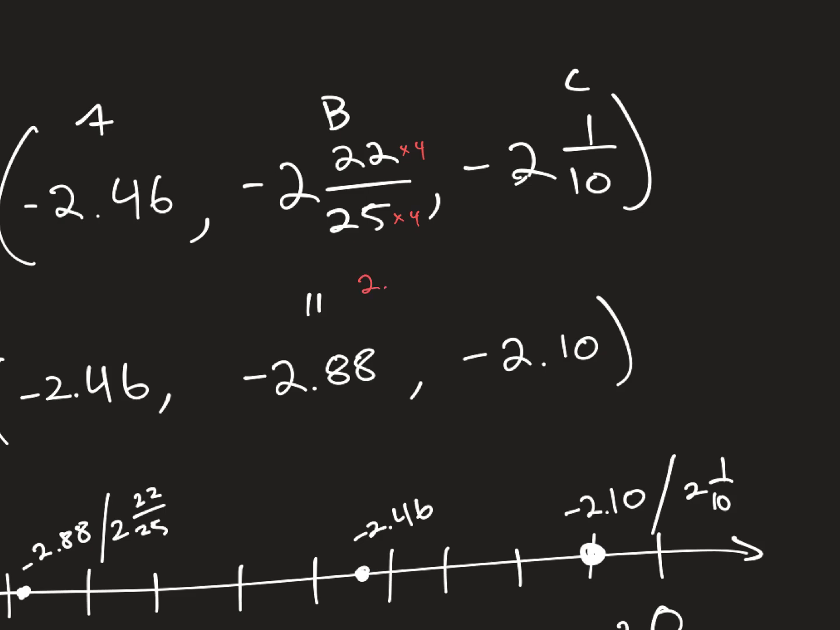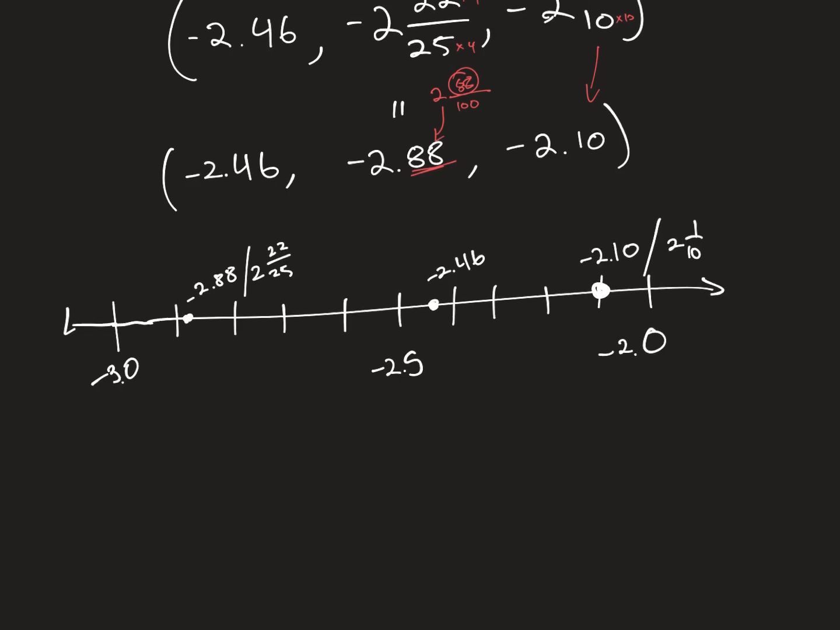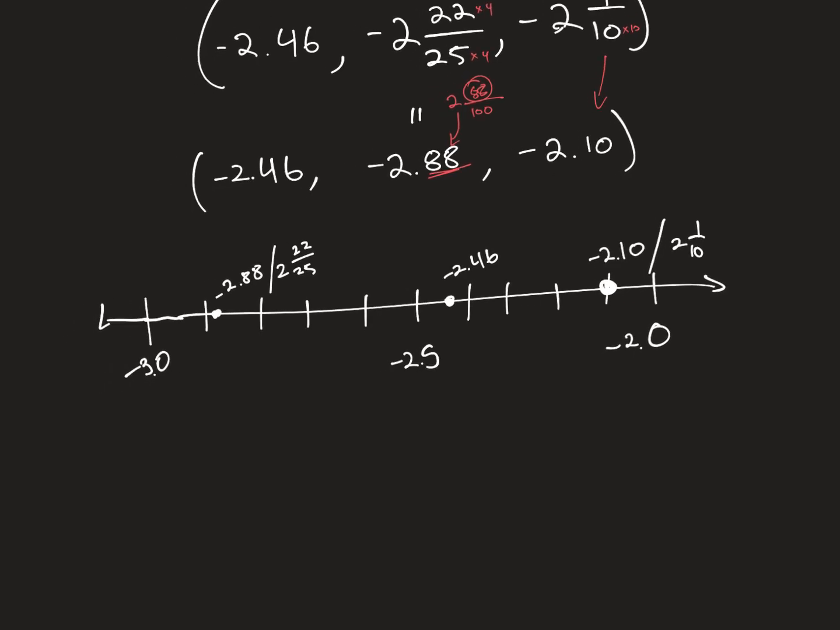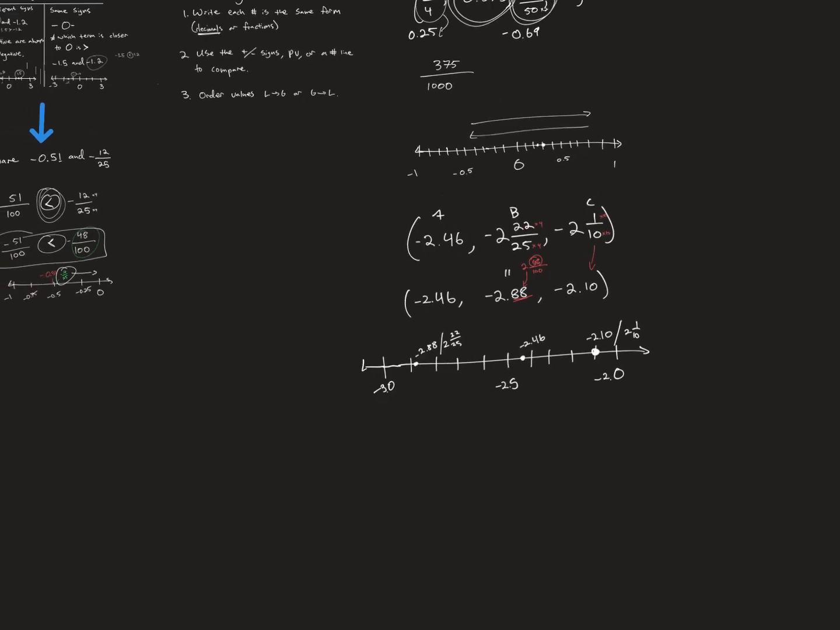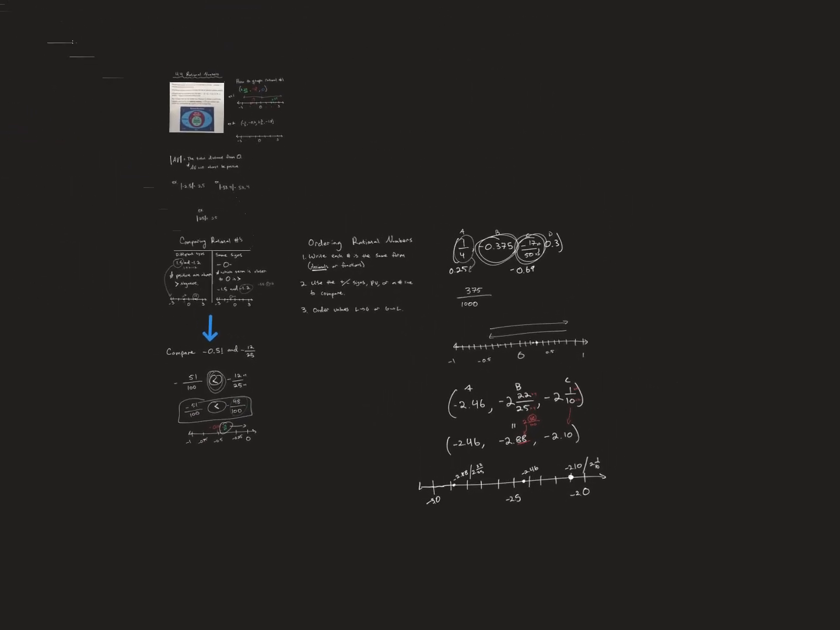So I would have 2 and 88 hundredths. And that's how I convert that to this decimal: I just put 2 and 88 hundredths as 2.88. Same thing here. 10 times 10 gets me 100, so I would just have 2 and 1/10 down below. And then from here, I can sort everything out correctly. And that is pretty much it for rational numbers.